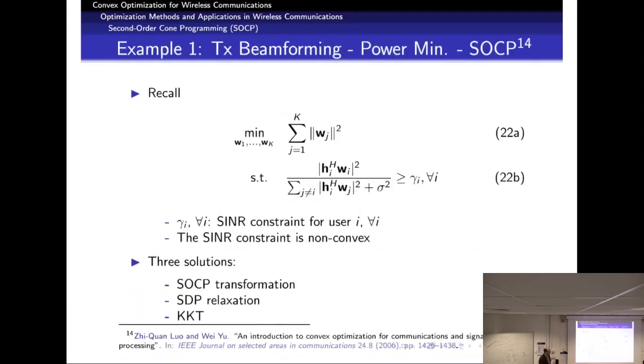Right, so now let's go back to our problem. Same problem as the one I explained before. I have power minimization subject to an SINR constraint, or quality of service constraint, and we can find three different ways to solve this problem. You either use SOCP, but you transform the problem, or you do a semi-definite program and a particular relaxation. I will show you this later on. Or you do Lagrangian optimization based on KKT conditions. So we'll look at this next time. But let's look at this first transformation.